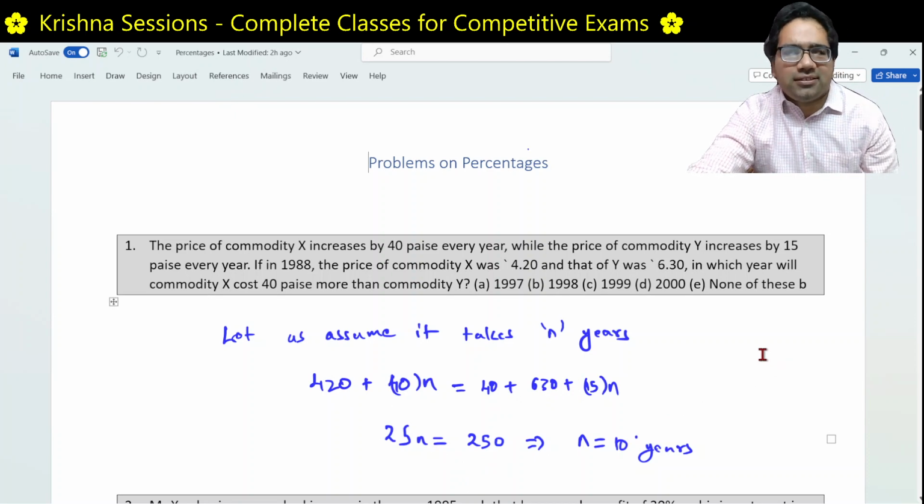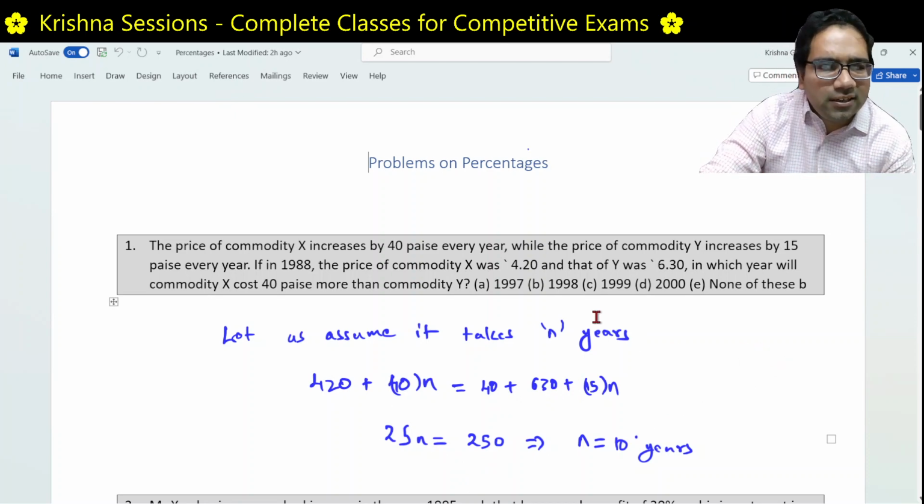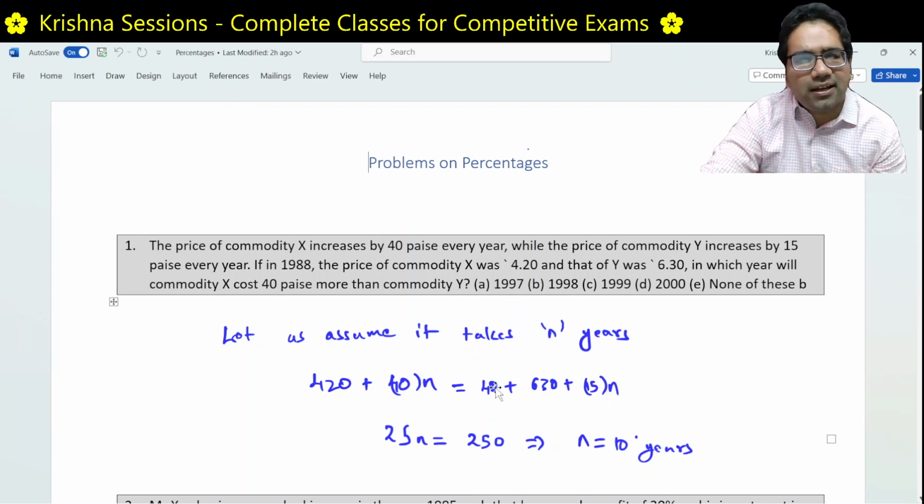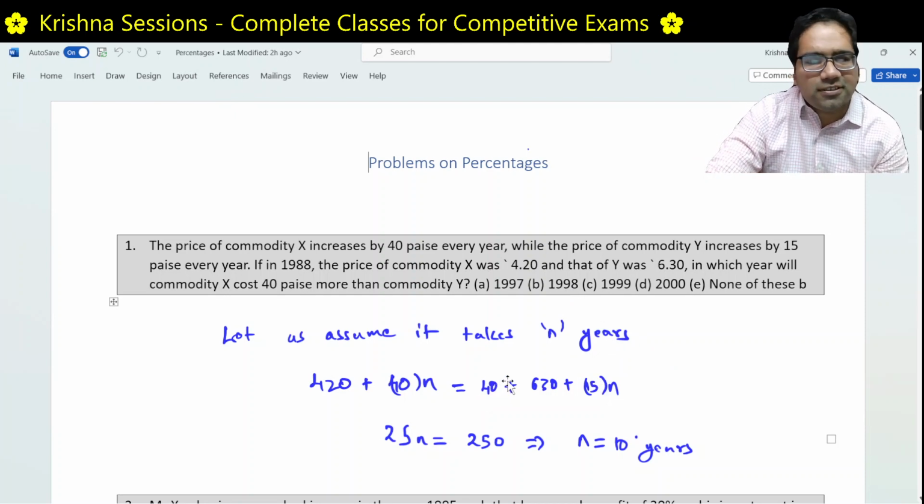N is 10 years. Within 10 years, X will cross Y and will be 40 paisa higher than Y. This is a simple problem.